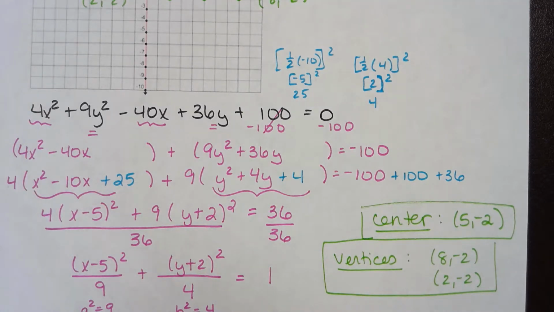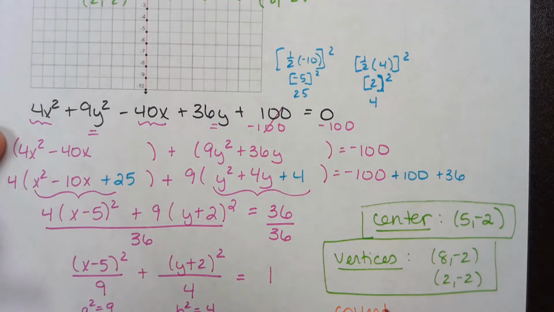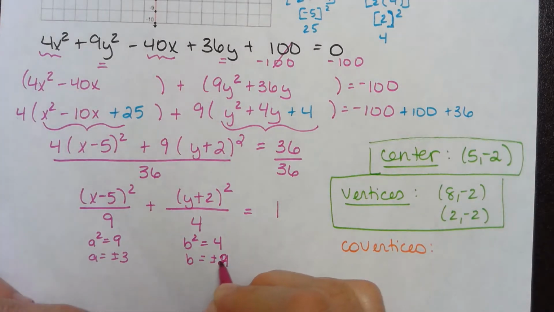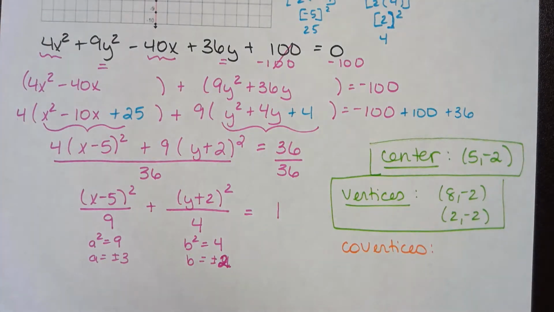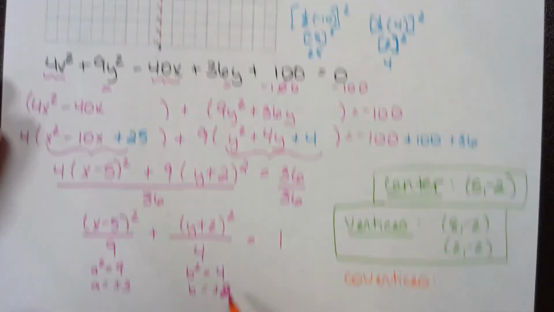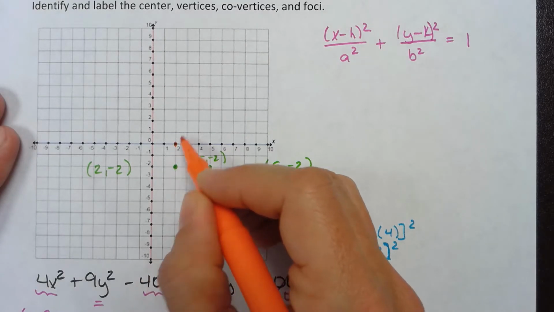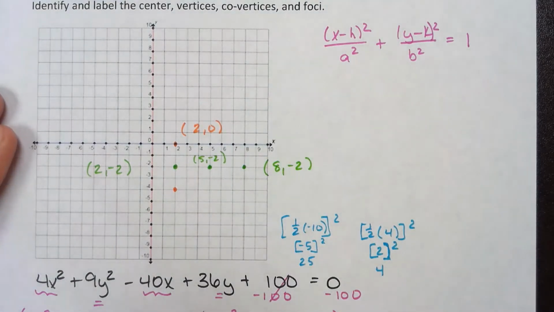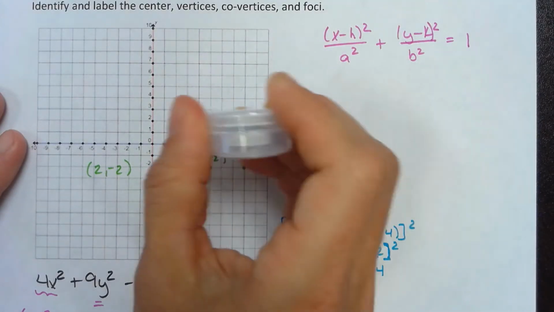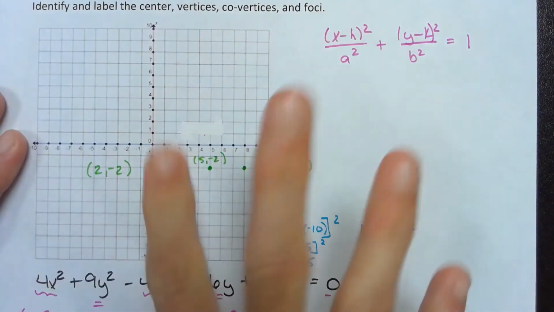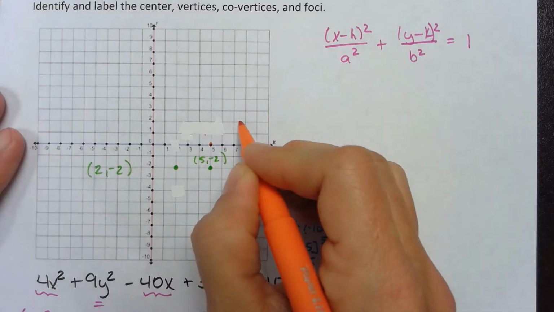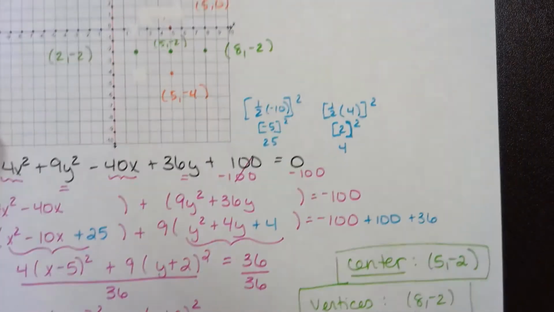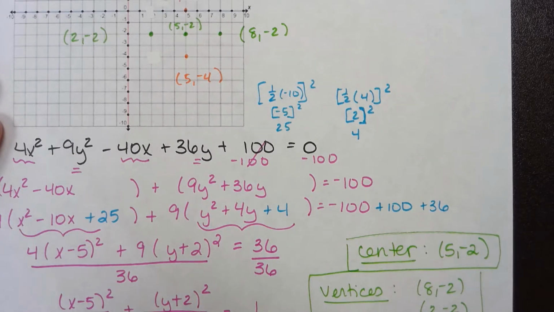We can also get our co-vertices by looking at b. The square root of 4 is 2. So our co-vertices are 2 units up and down from our center. Let me just erase that, I keep messing up. Okay, here's the center. 2 units up, this is going to be the point (5, 0), and 2 units down, that's going to be the point (5, negative 4). So our co-vertices are (5, 0) and (5, negative 4).